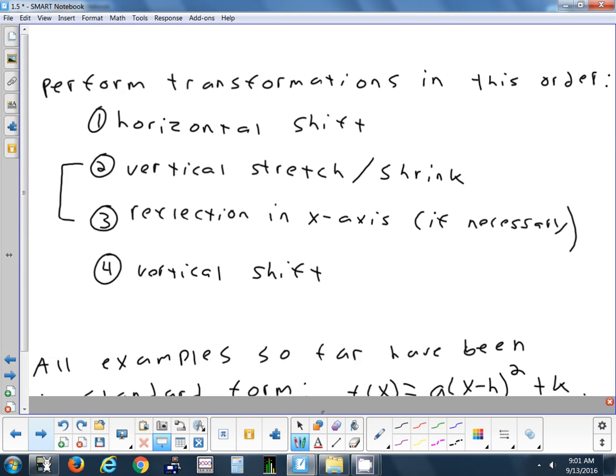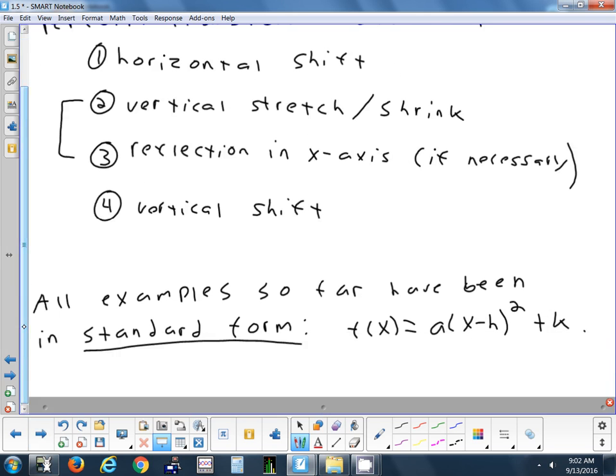All right, so far all the examples we've looked at have been written in a very nice way where you can directly look at it and you can see how much it's been shifted left or right, how much it's been stretched, and how much it's been shifted up or down. Okay, they haven't been written in that form that I showed you at the very beginning, ax squared plus bx plus c. Okay, that's what we're going to take a look at next. Okay, when we don't have something in standard form, how do we deal with it?